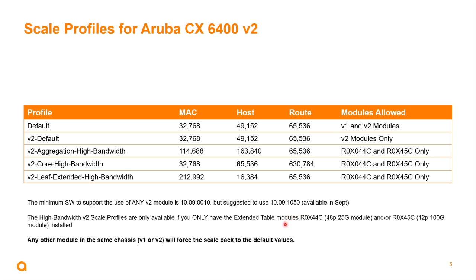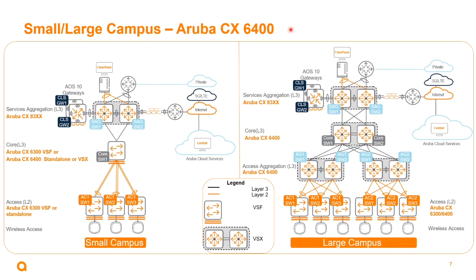Now remember, as I mentioned here, that the scale is only appropriate to 44C and 45C. If you mix modules from version 1 and version 2, you won't be able to use that scale, and they will default back to the lowest common denominator, which will be the default profiles in the version 1 version 2 mix shown in this table. So now we've just talked about some of the line cards and the scale and extended tables.